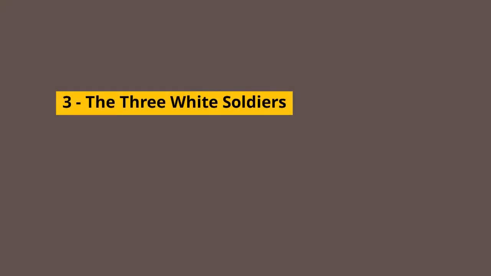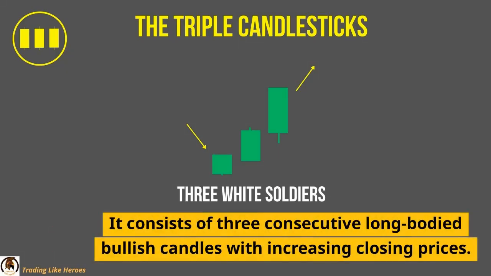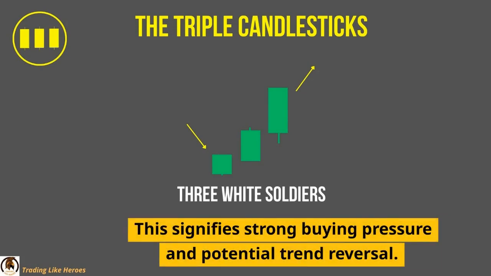3. The 3 white soldiers. This bullish pattern appears during a downtrend. It consists of 3 consecutive long-bodied bullish candles with increasing closing prices. Each candle opens within the previous candle's body and closes near its high. This signifies strong buying pressure and potential trend reversal.